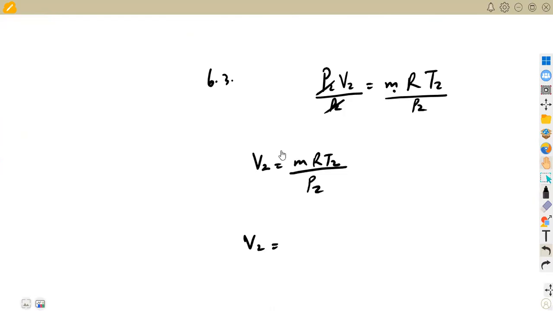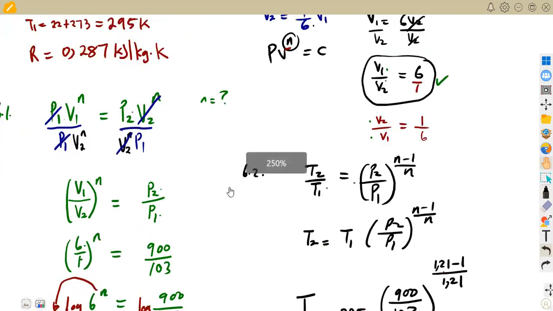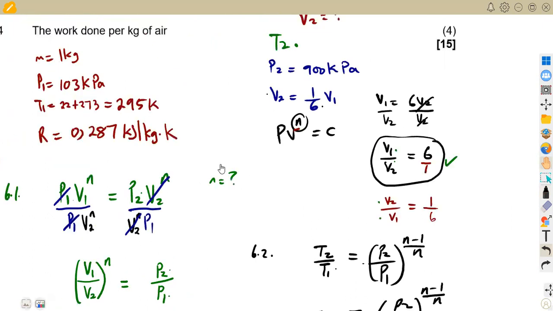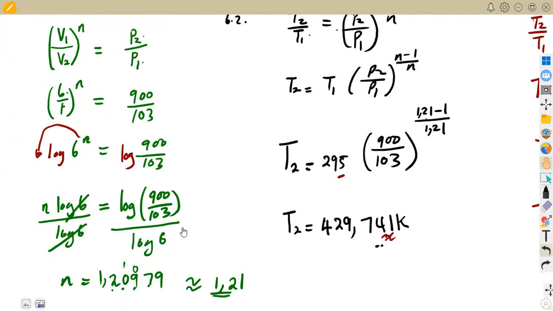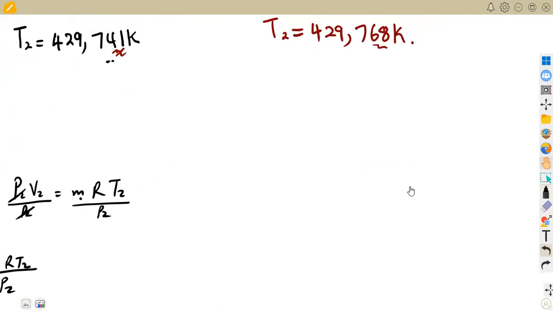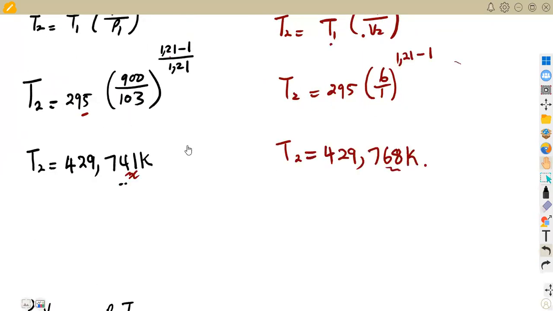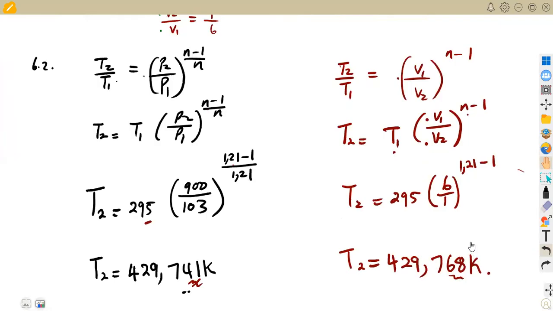Remember, the mass there is taken per 1 kg. We are told that the mass is 1 kg, and R is 0.287. So we have 1 kg times 0.287 times T2. For T2, remember, you have got different values that you can consider. If you worked with the first formula, you use this value as it is. If you used the other one for volume, use the value that you obtained.